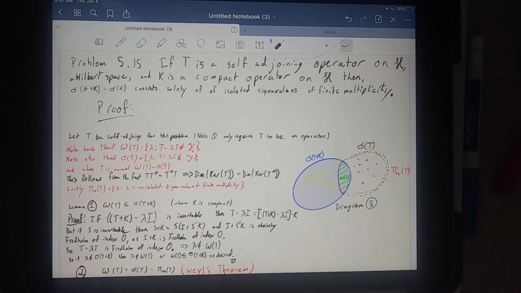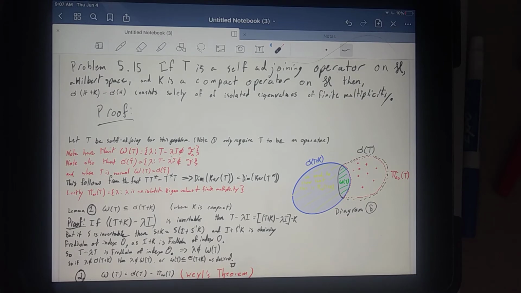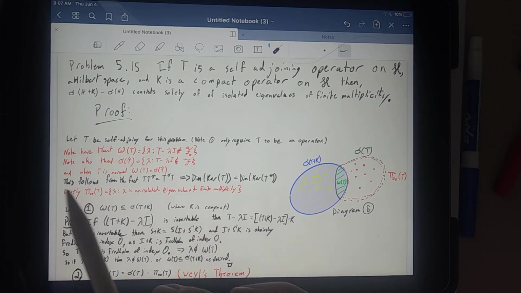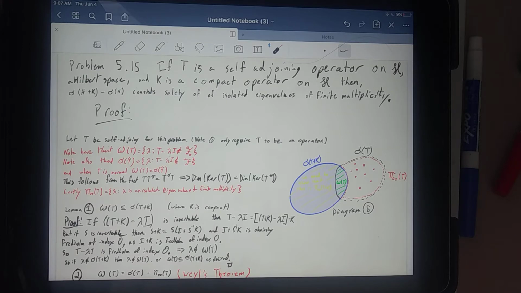So for the solution to this problem, we're going to build up the concept of a Weyl spectrum, and from that it will have a solution based on something called Weyl's theorem, which we'll get to in a second. It's going to involve a little bit of algebra, a little bit of topology, and a little bit of analysis. So it's going to be a nice mix of all the methodologies that we've seen so far.